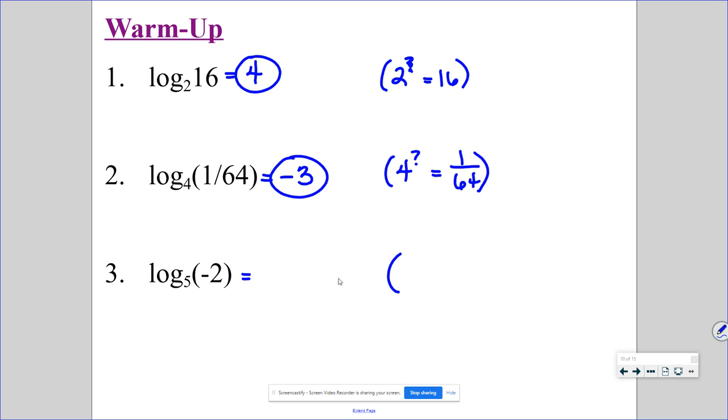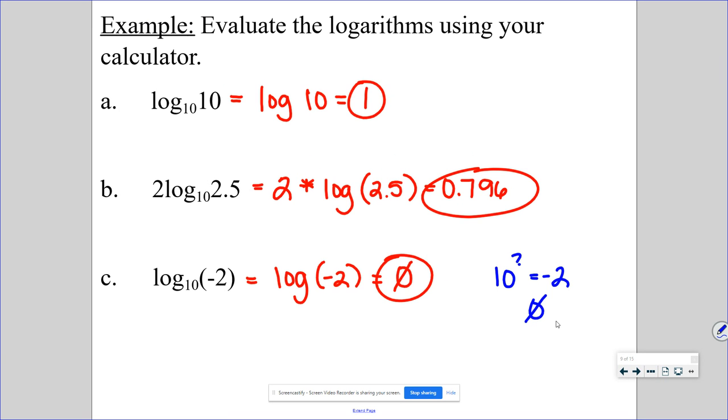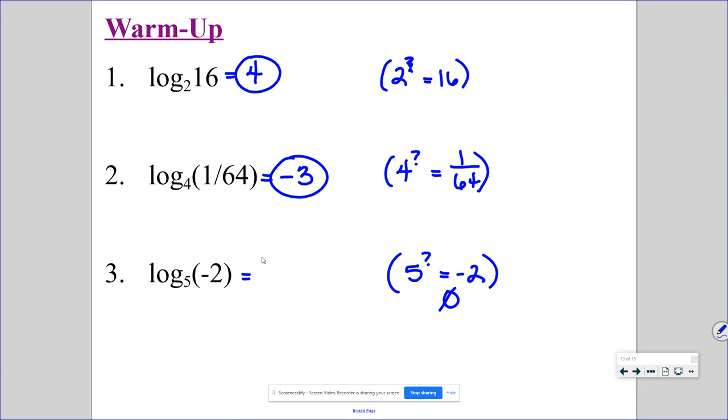And then this last one is asking log base 5 of -2. So kind of like 5 to what power is equal to -2. Remember what we just discussed back here. It's impossible to raise a positive number to a power and get a negative result. So this is impossible. There is no solution.